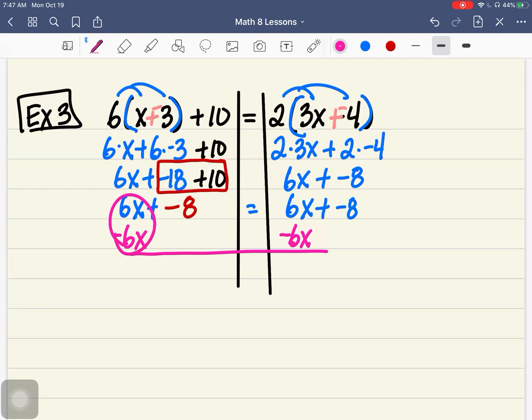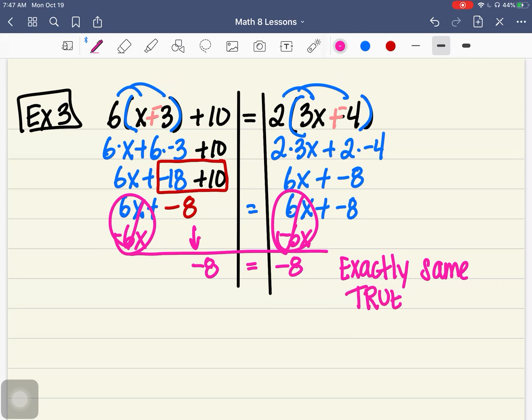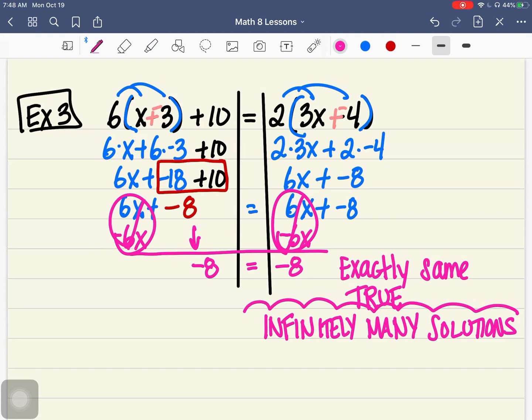I'm going to subtract 6x on both sides, just to be thorough. And I get negative 8 equals negative 8. So if these are exactly the same, which means it's true, that means it will always work. This is infinitely many solutions. That is our answer. So this problem has infinitely many solutions. It does not matter what I choose for x. It will always, always, always work.